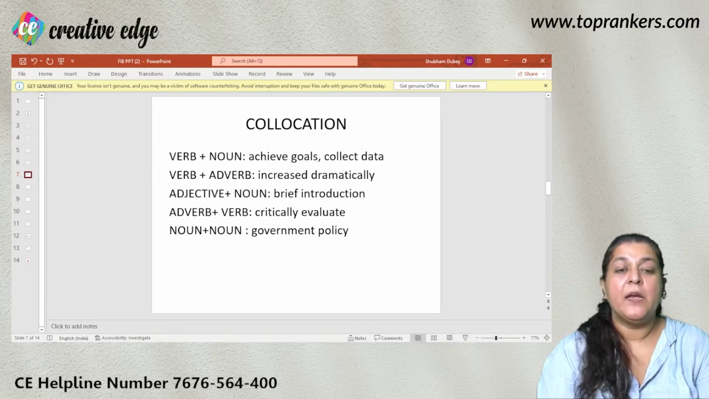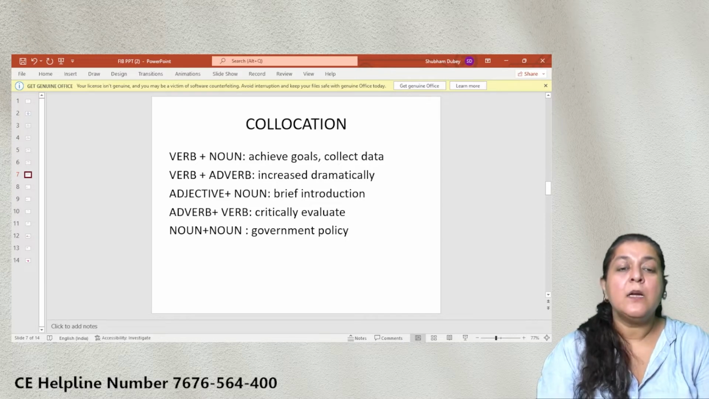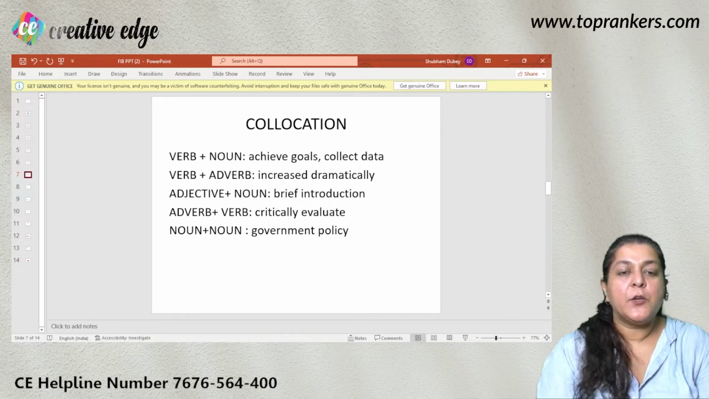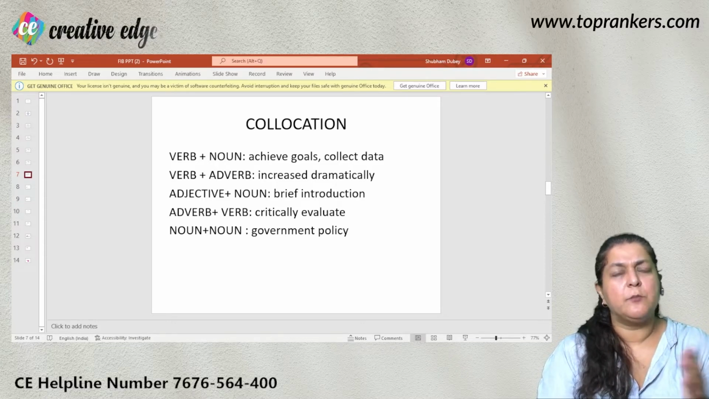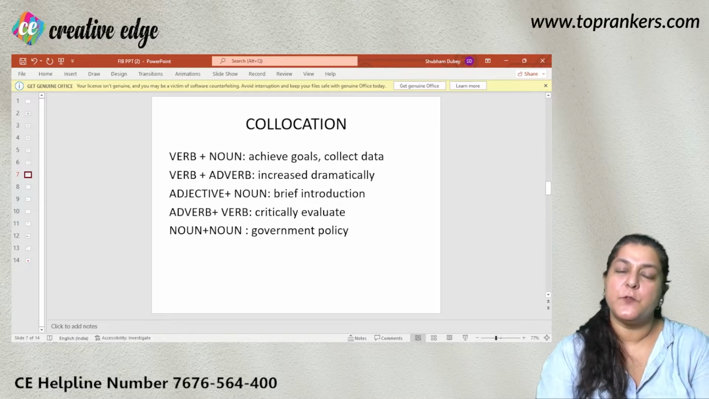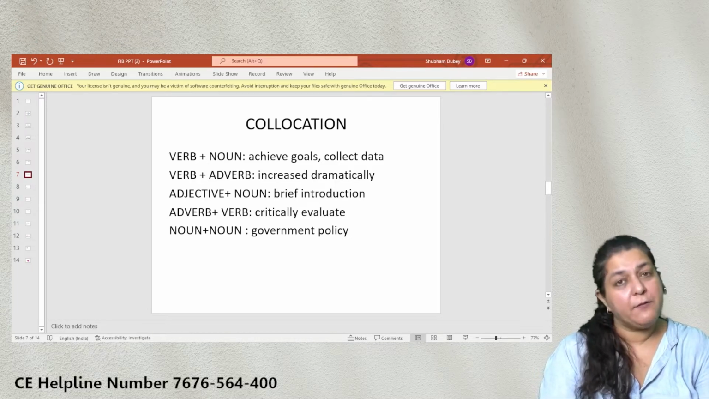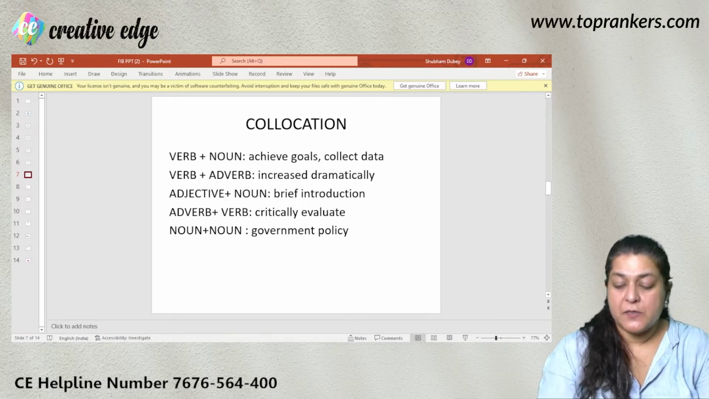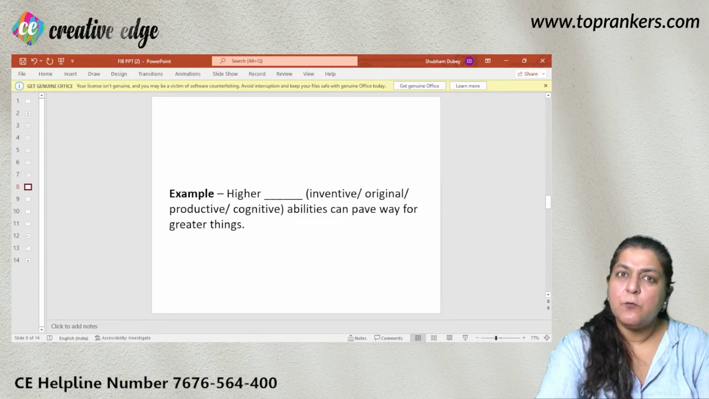All right. Adjective and noun, a brief introduction: a red suitcase. Then your adverb with a verb. Of course, sometimes your verb and adverbs are interchangeable, as in swiftly walking or walking swiftly. All right. Or critically evaluate. That's how it can be used. Your last combination is a noun and noun. All right. So let's go to the next one and understand what is being talked of.